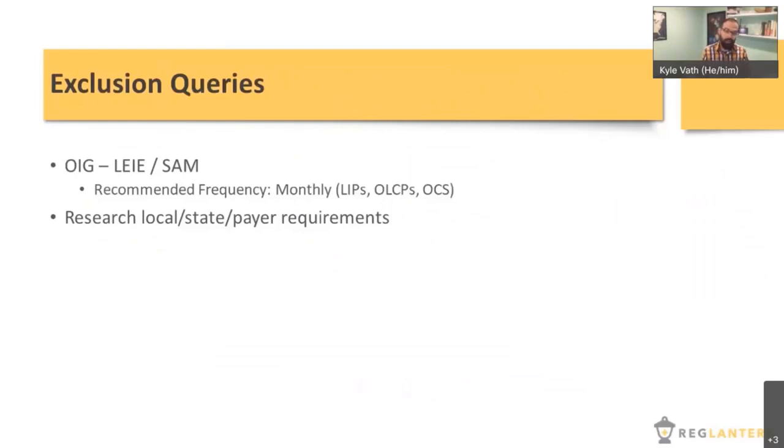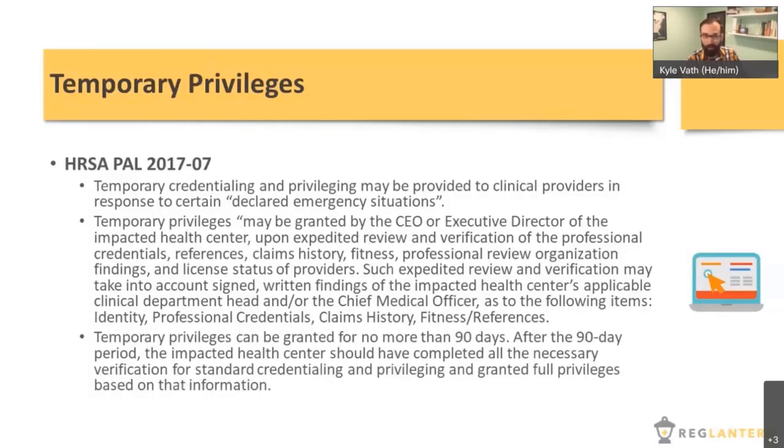There are other areas that are outside of the site visit protocol and the HRSA program requirements that are very important to pay attention to. They're outside of the scope of this presentation, but it may be OIG exclusion letters, or different state payer requirements that you'll need to research. So there's a lot of other things that may be included in the credentialing and privileging process, but for right now, we're just talking about health center requirements. Briefly want to talk on temporary privileges.